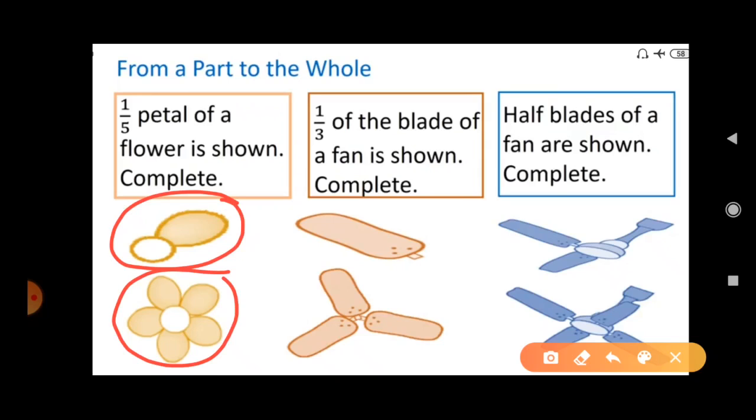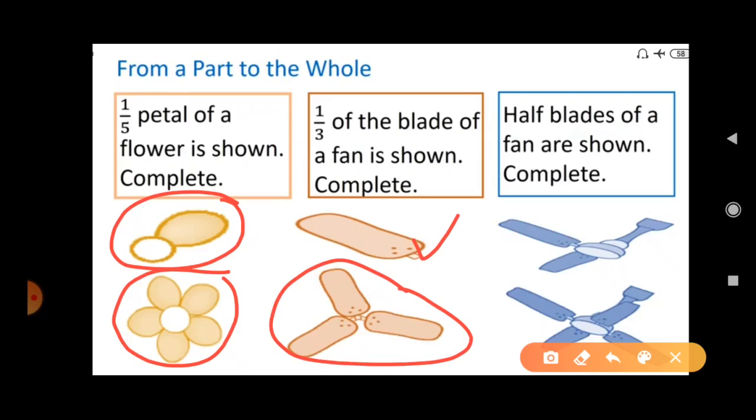Next question is 1/3 of the blade of a fan is shown complete. Here we can see that only one blade is given out of 3. So we have to draw another 2 blades. So our image will become like this.